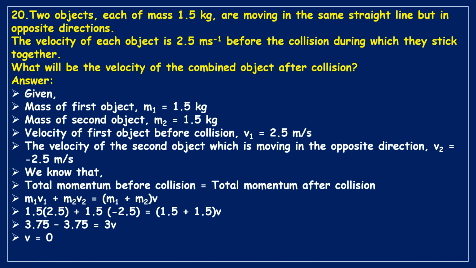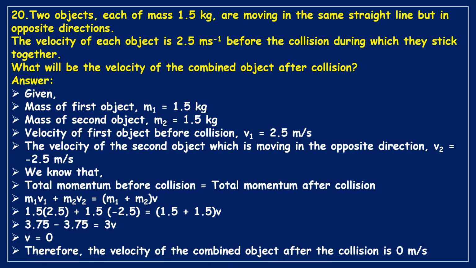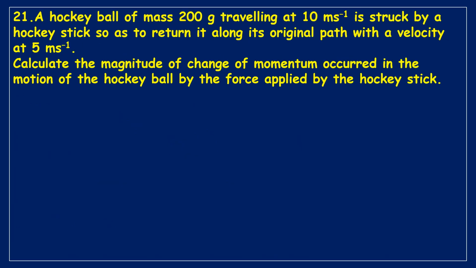If you substitute the values, 3.75 minus 3.75 equals 0, so V equals 0 divided by 3, which is 0. Therefore, the velocity of the combined object after the collision is 0 meters per second. After collision, the velocity is 0. This is the answer for this question. Now we'll go to the next.